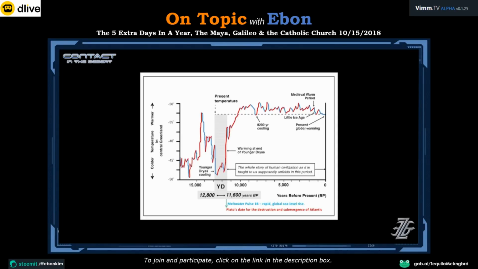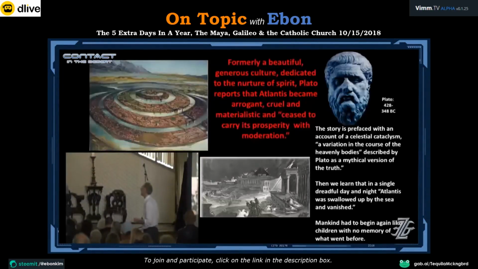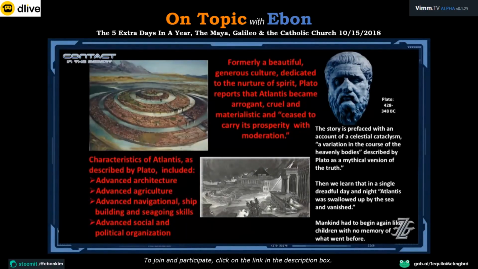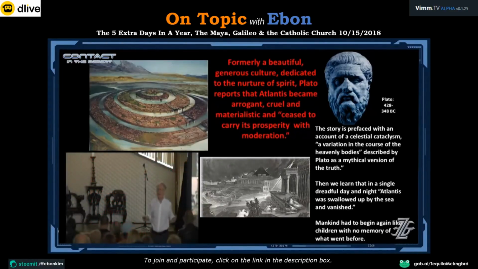Plato is very specific about the date. Of course, archaeologists say that Plato made the whole thing up. He made it up to make some kind of moral or political point. That's the argument. So, as Plato tells us, Atlantis, what were its characteristics? It had advanced architecture, advanced agriculture, advanced navigational, shipbuilding and seagoing skills, advanced social and political organization. Plato tells us that it was formerly a really beautiful civilization, dedicated to the nurture of spirit, but then corruption entered in, and Atlantis became cruel, and it became arrogant, and it began to impose its power around the world, and it suffered from what the Greeks call hubris, an overweening self-pride.